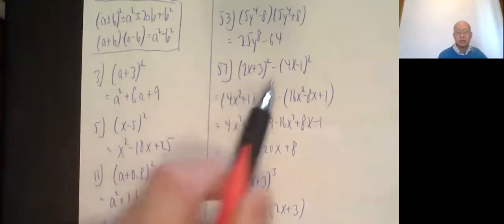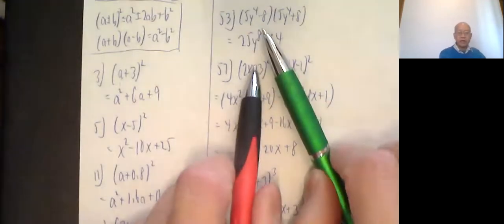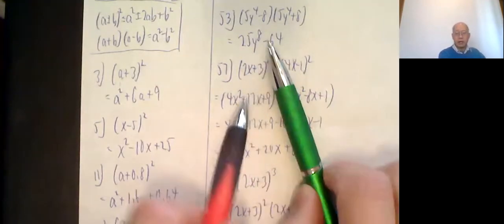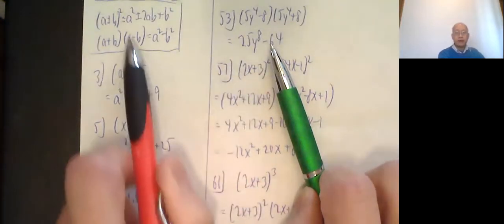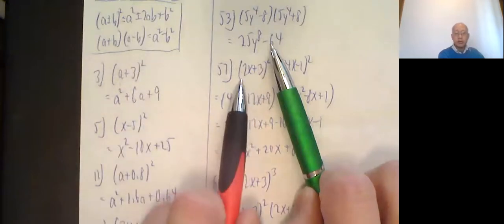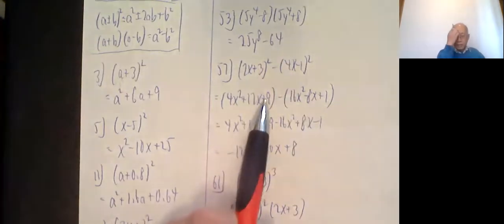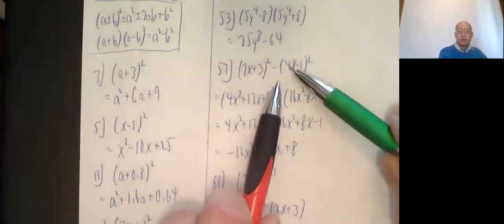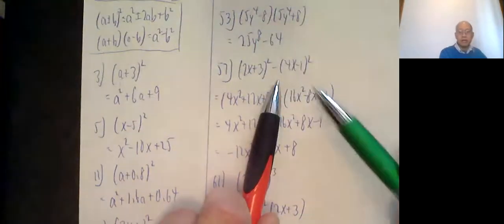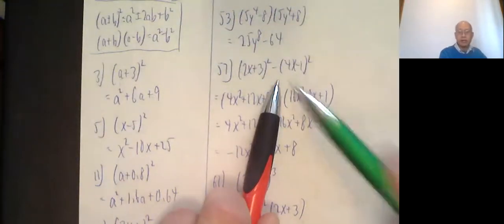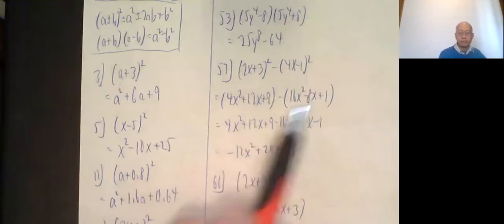57, 2x plus 3 squared minus 4x minus 1 squared. Okay, there's a couple ways you can do it. Let me actually square this, and I'll square this, and then I'll subtract. So using the formula, if I square this, it's 4x squared plus, by formula, 2ab, 2 times 2x times 3. 2 times 2 times 3 is 12, 12x plus 9. Okay, minus parentheses, square this, 16x squared. Then again, minus 2ab by formula, that's the a, that's the b. So 2 times 4x, 8x, times 1 is still 8x, plus b squared, 1 squared is 1.